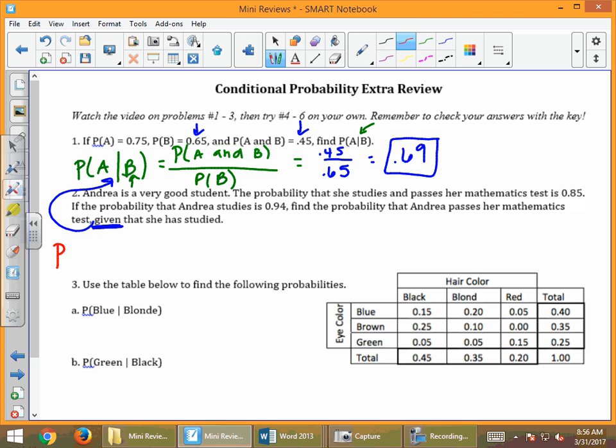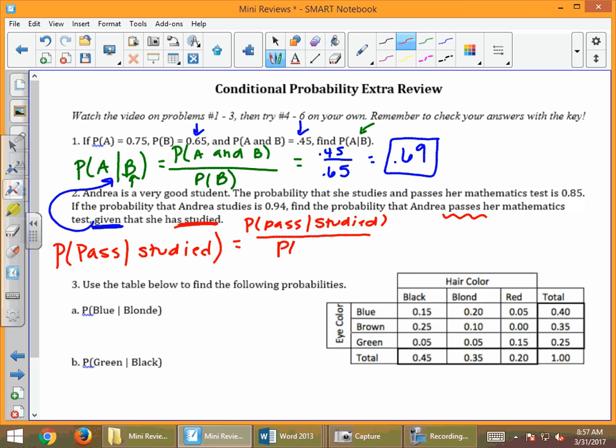Okay? So when we write that out, the probability before the word given was passes. We're trying to see the probability that she passes her math test given she studied. So what comes before given goes before the line. What comes after given goes after the line. Well, we're going to follow that same formula we did in number 1. We're going to find the probability of both, she passes and she studied, divided by the probability of the second thing, she studied.